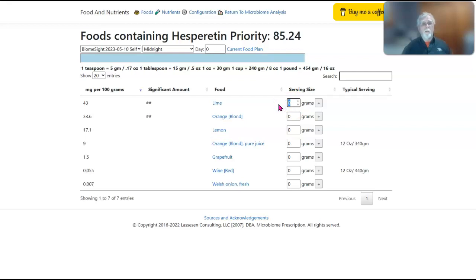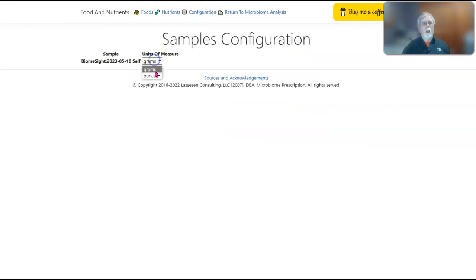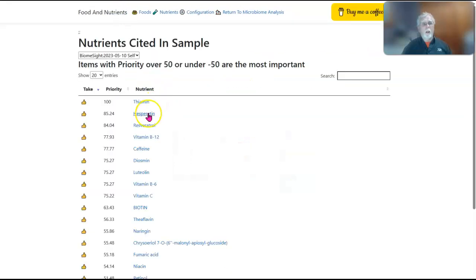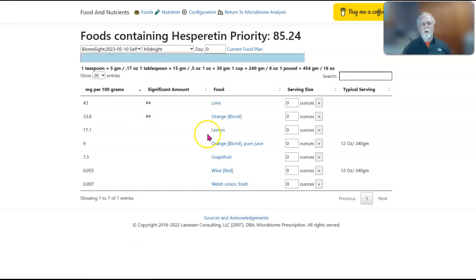And suppose you decide, yeah, I'm actually not going to do things in grams. This person is American, so I'm going to go over to configuration. I'm going to change it to ounces. Now I'm going to click back here and look at the identifier again. And we'll go here, and now we see that.